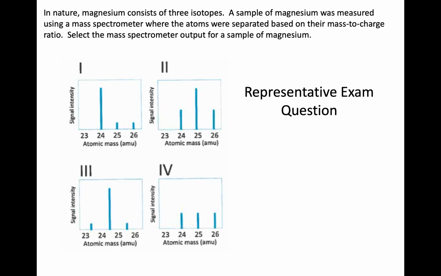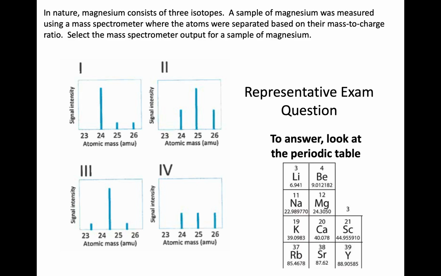Here's a representative exam question on the topic. So it says, in nature, magnesium consists of 3 isotopes. This is what we saw in the earlier video. So if you take a sample of magnesium, introduce it into a mass spectrometer, and we're interested then in separating them based on mass to charge ratio, which of these would then be the output for a sample of magnesium?